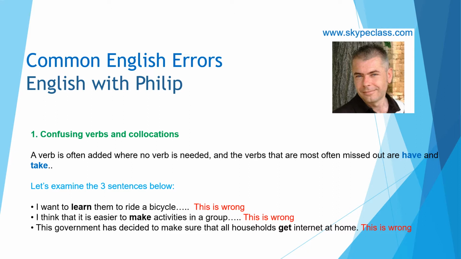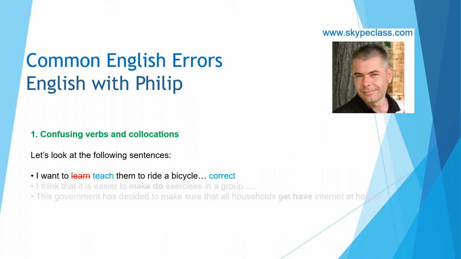I want to learn them to ride a bicycle. I think that it is easier to make activities in a group. This government has decided to make sure that all households get internet at home. All 3 are wrong. Let's look at the following sentences one by one.